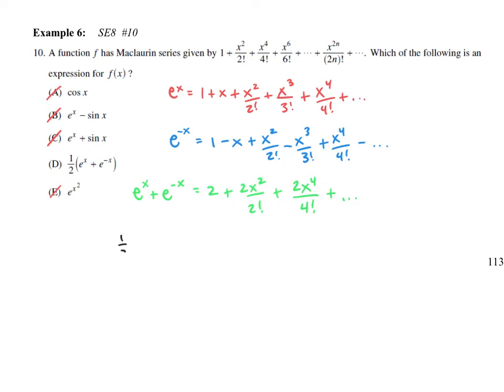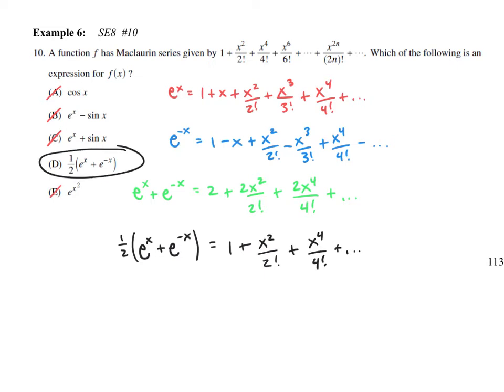Now, if we were to take what we just found and multiply by 1/2, that's why I didn't simplify earlier, we would get 1 plus, again, if I take this term divided by 1/2, the 2 will cancel, so I get x squared over 2 factorial plus, the 2 would cancel, so x to the fourth over 4 factorial, and so on, which does map to this series perfectly. So the answer is D, and that's how I would go about a lot of those.